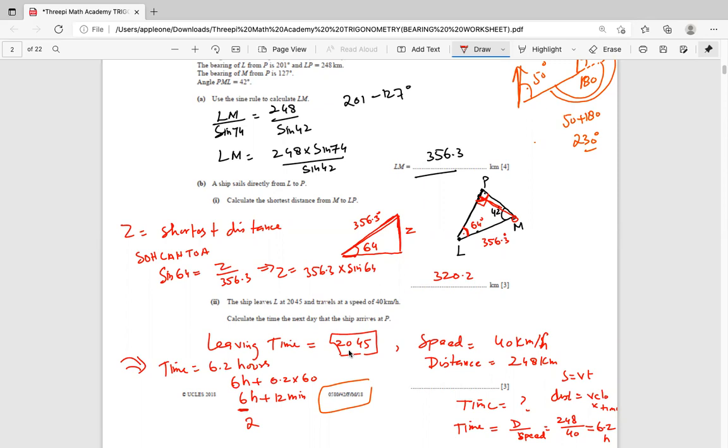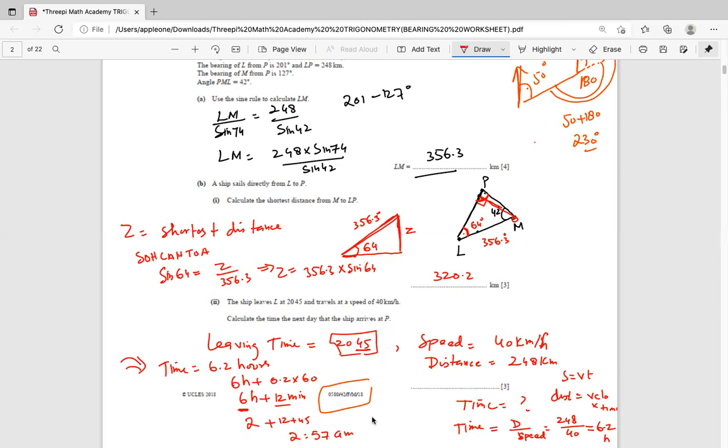20:45 means in the evening, 8:45. So 8:45 plus 6 hours is becoming 9, 10, 11, 12, 1, 2. So 2 a.m. And 45 is here and 12 minutes here. So 2 plus 12 and plus 45, so 2:57 a.m. is the arrival time for that ship.